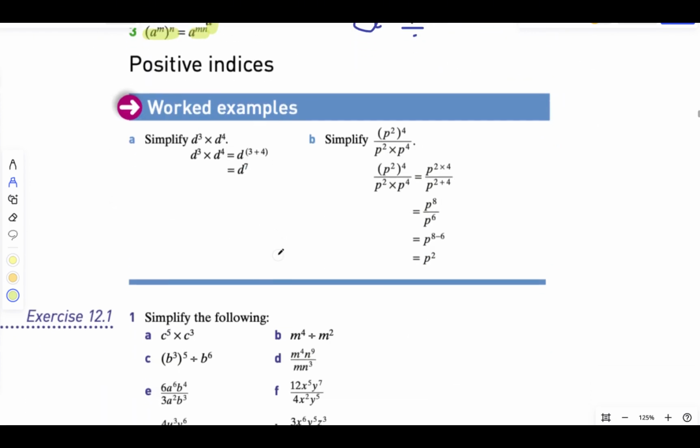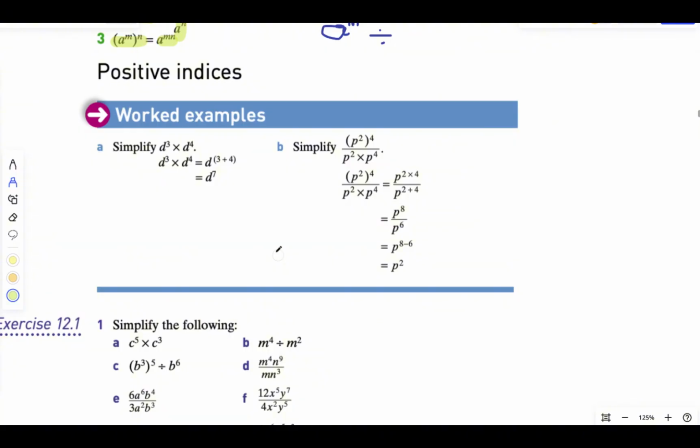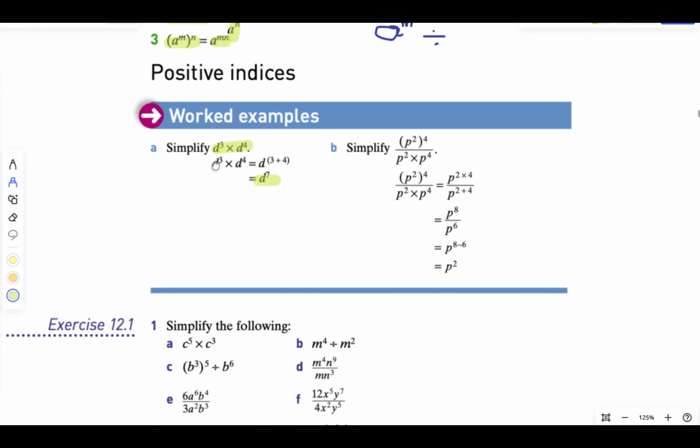Let's take a look at some examples that elucidate what we just talked about. If we have d to the power of 3 multiplied by d to the power of 4, we apply what we call the first law of indices, which means we write only one d and add the powers. 3 plus 4 gives 7, d raised to the power 7. Is that okay? That's how we got this one. Now let's go to the second question.